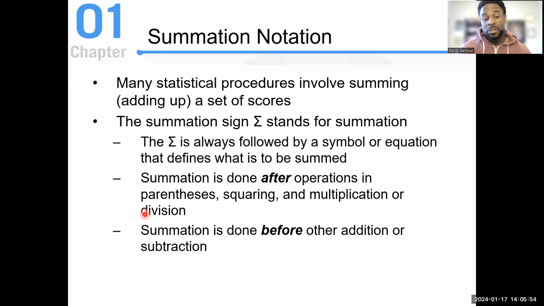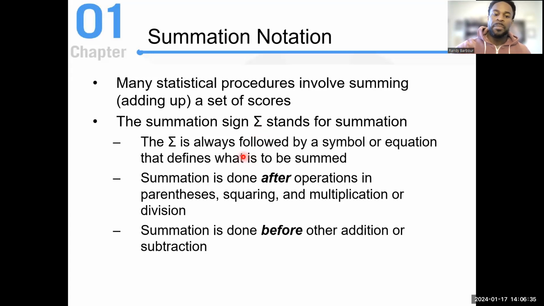Okay, so the summation notation is one of the most important that we use over the course of the semester. Many procedures that we talk about use the summation symbol, where we're having to add up or aggregate a set of scores. When you are calculating your average, we talked about that, you have to add up all your scores, and then you divide by the total number of scores that you have in your sample or your population. This summation sign is what we call sigma, uppercase sigma. It stands for summation. Whenever you see the uppercase sigma, you know they're talking about summing or adding things together.